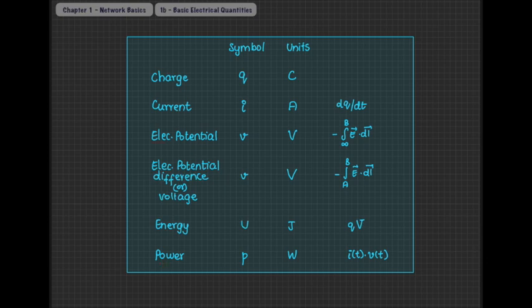Then comes the power. We discussed power. Power is the rate of flow of energy. So your power is given by i(t) into v(t), which is your voltage into current essentially, and the unit is the watt.